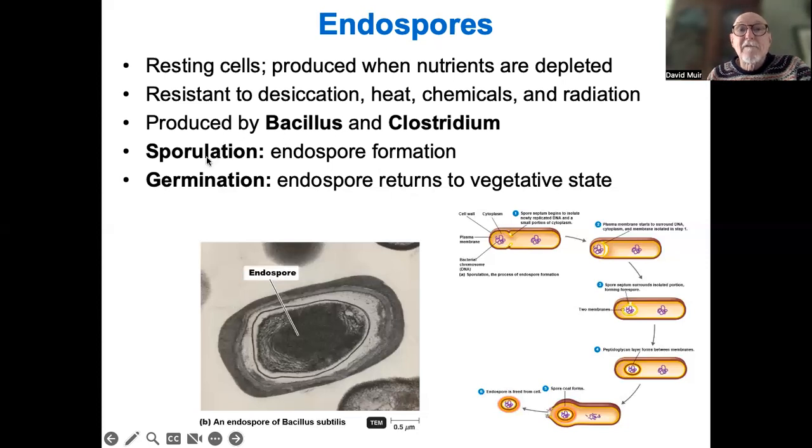The process of spore formation is called sporulation. And the spore is an endospore because it is produced internally to the cell. Spores like fungal spores are produced externally to the organism that produces them. But the endospores are produced internally to the cell that produces them. So spores are very important in hospital hygiene and in transmission of disease as well.